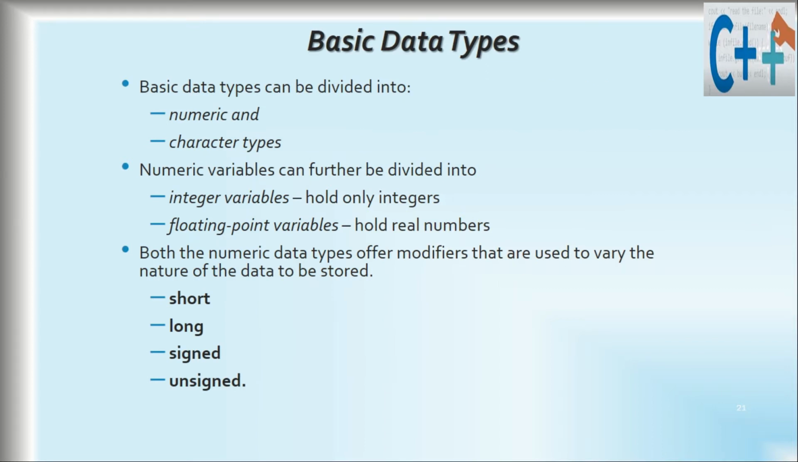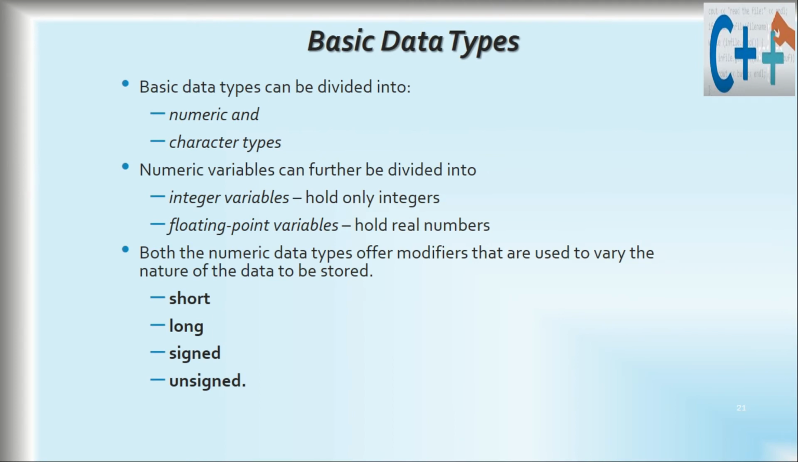Good. Basic data types can be subdivided again into numeric value and character value data types. As the name indicates, numeric types accept and hold only numbers, and character types hold characters, and the string is a collection of characters. Numeric variables can be further subdivided into integer values and floating point variables.